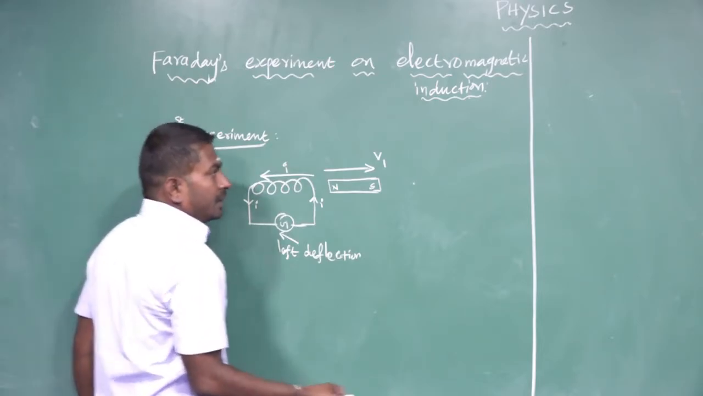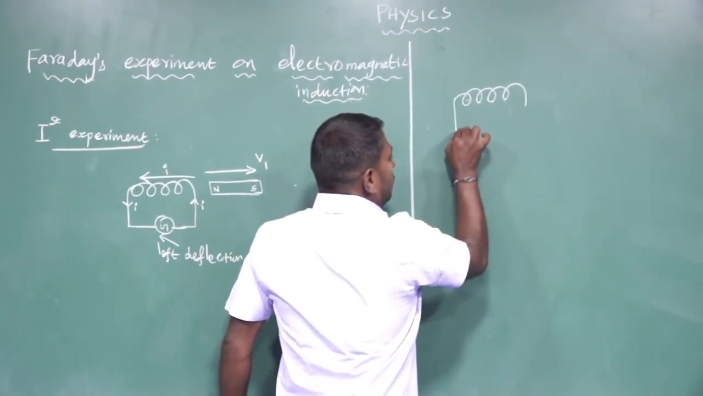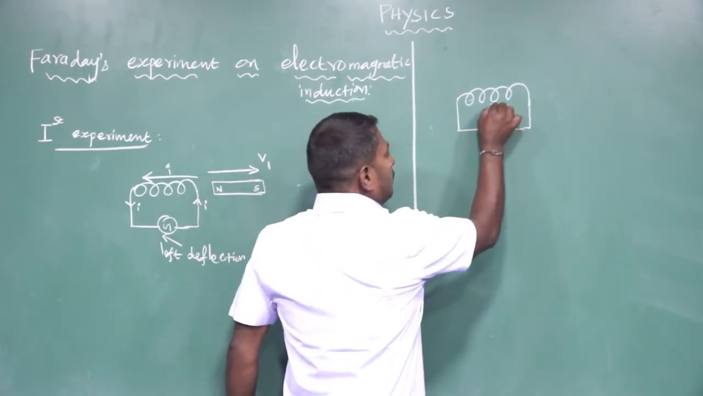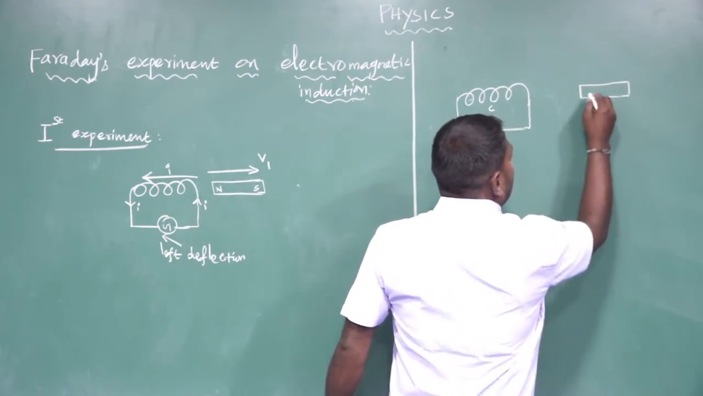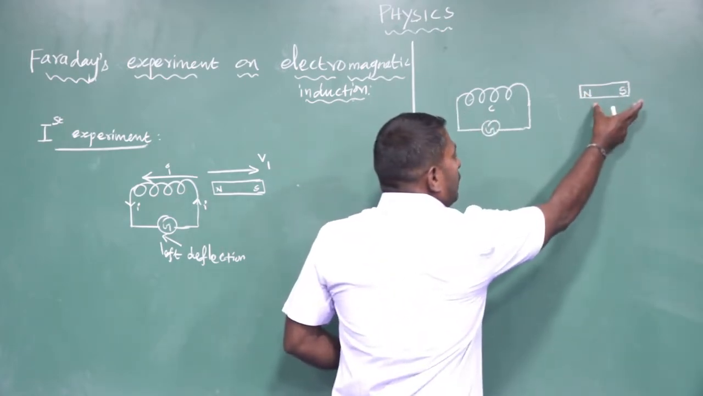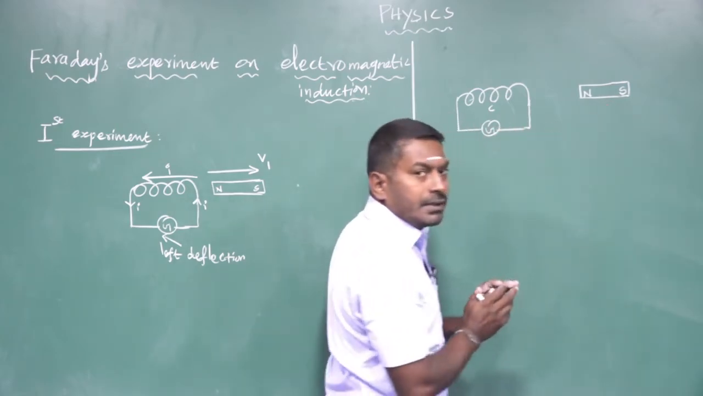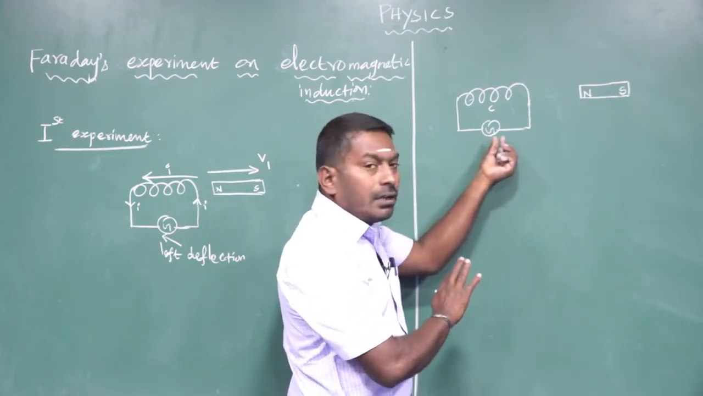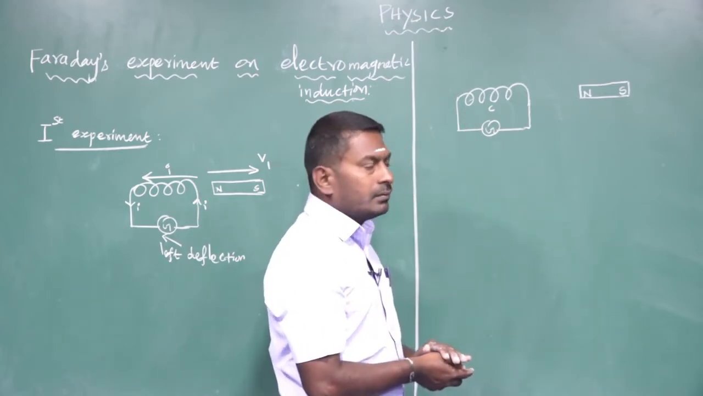Next, another circuit. The same closed circuit. Now see the bar magnet, the north pole of the bar magnet and the south pole of the bar magnet. Now the bar magnet and the closed circuit are once again kept stationary at a particular distance. We noticed the galvanometer does not show any deflection, which means there is no electric current flowing in the closed circuit.